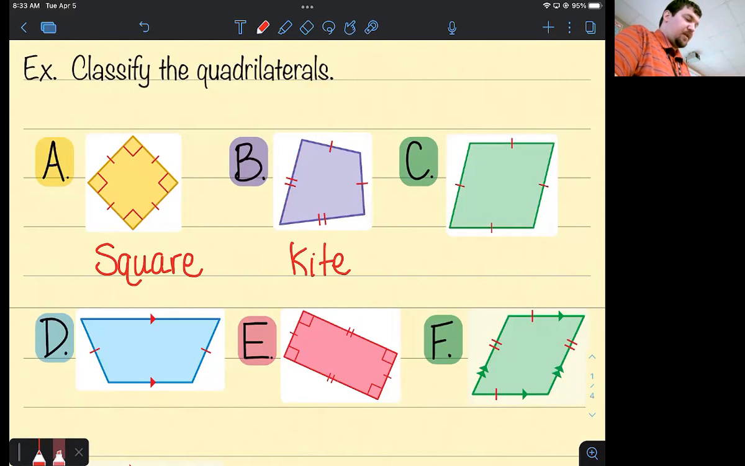Next shape. 4 equal sides, but I don't see right angles. Frank, it's a rhombus. If you see that it has 4 congruent sides, you know it's either a square or a rhombus, and you can tell the difference because a square is going to have right angles and a rhombus won't.